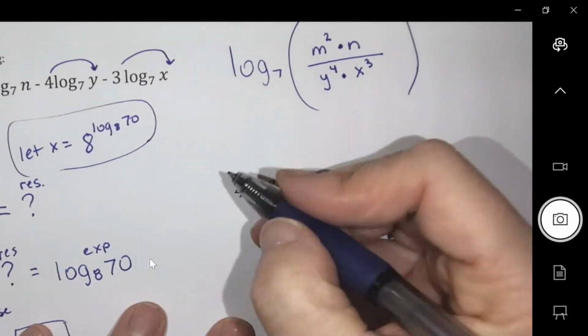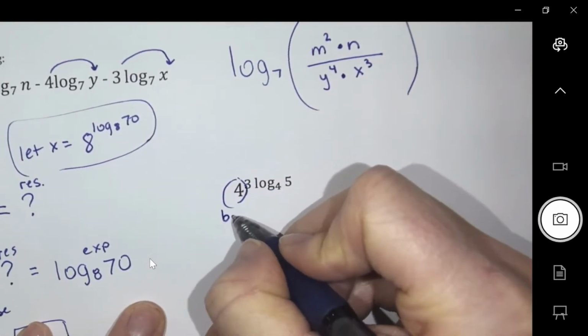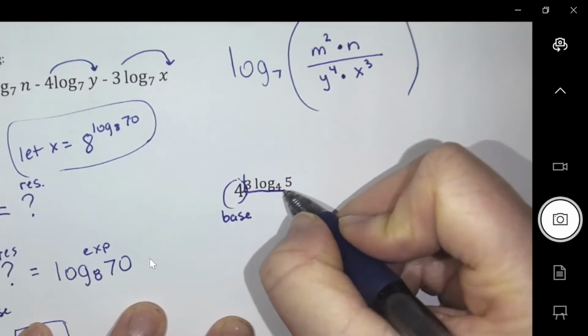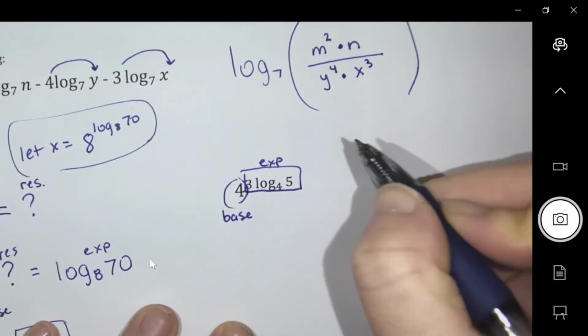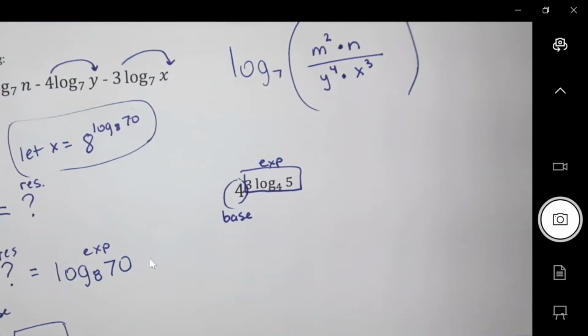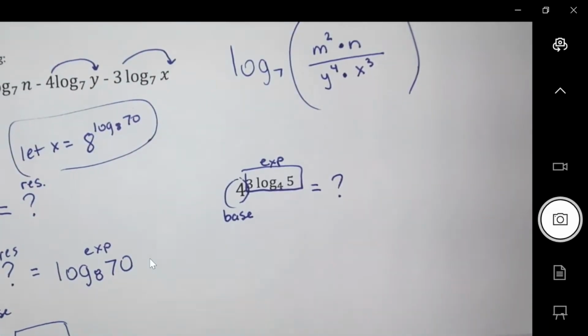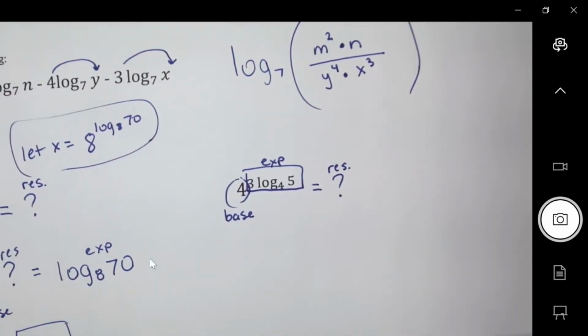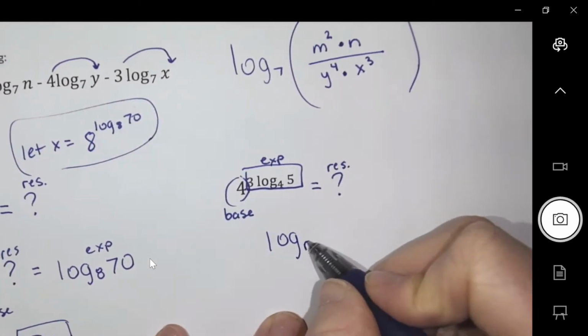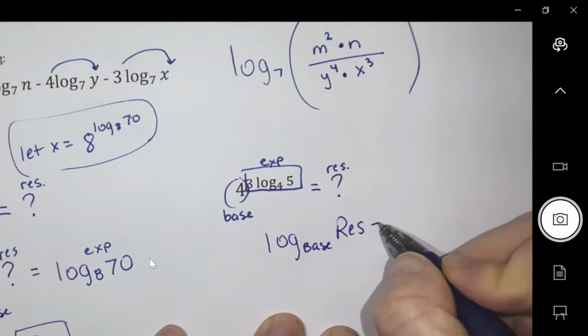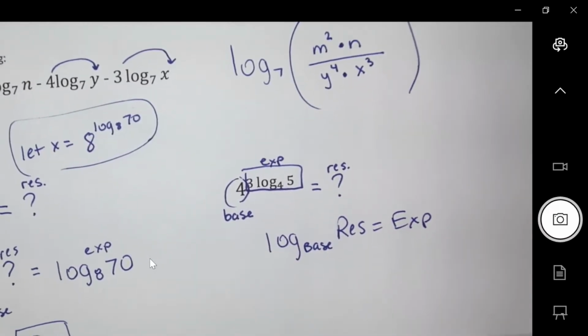Okay, same thing. Let's label some stuff. So this would be a base. This up top is the exponent. And it would equal a result. Okay, my understanding is the format is exponential. So I'm going to switch it to a log form. So do we understand again? Log base results equals exponent, right? That's what we're always going with.